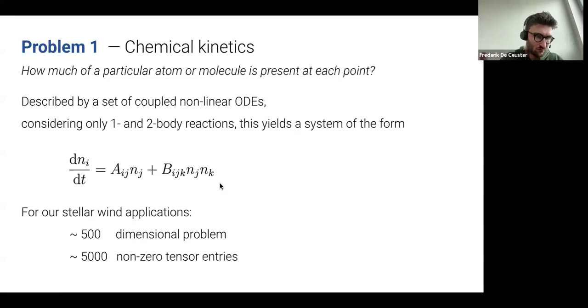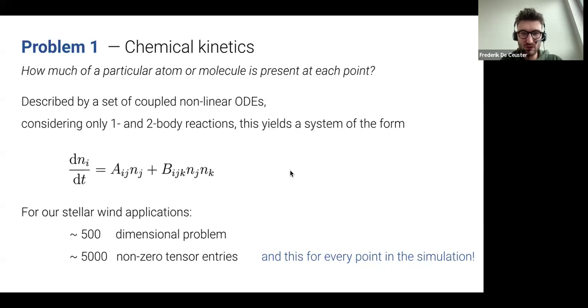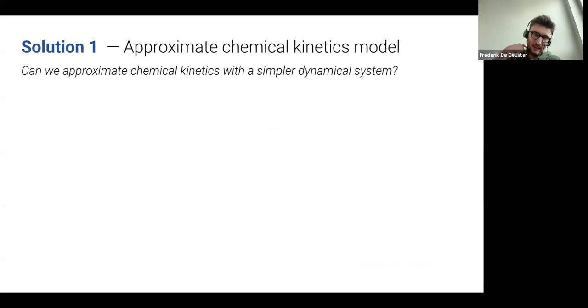So as such, this doesn't seem like too much of a problem, but the real problem arises when you realize that we have to do this for every point in our simulation, and that in the simulation I just showed you before, we have about 1 million points. So we have to do this 1 million times, and also at every time step in our simulation. And that makes the whole problem prohibitively large in terms of the computational cost. So we need to find some way out of here.